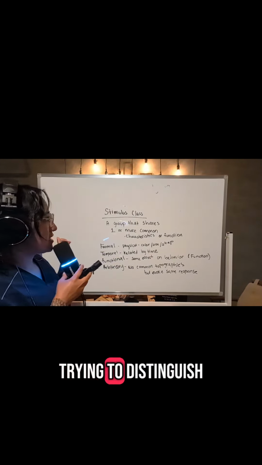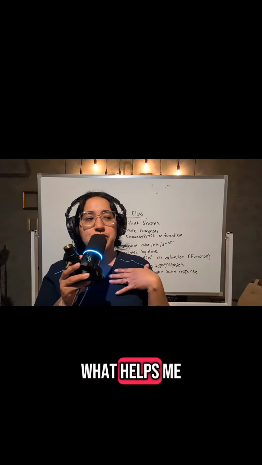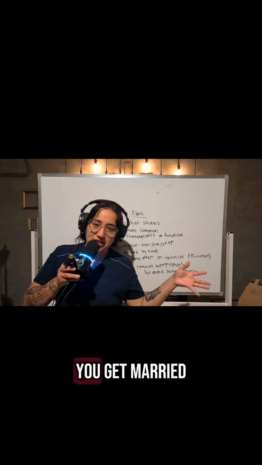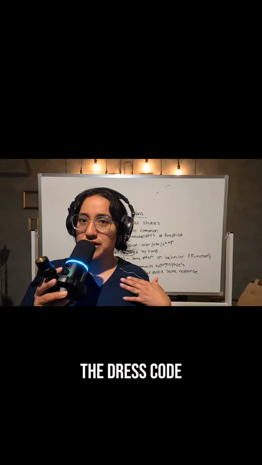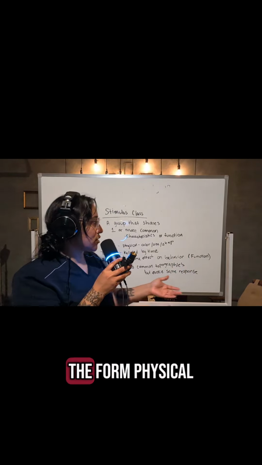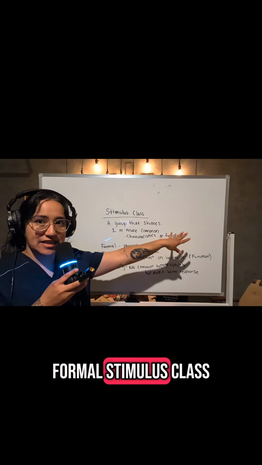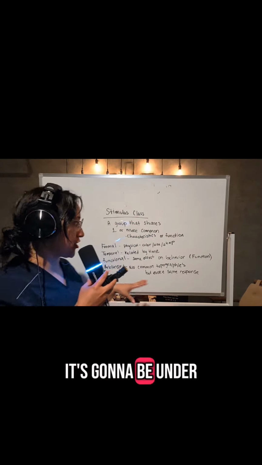When we are trying to distinguish a stimulus class that is formal, what helps me remember is, when you get invited to a wedding and they're like, hey, the dress code is formal. It's like identifying it through that physical, the shape, the form, physical, color, size, shape. We're going to identify it in that formal stimulus class, and that's what it's going to be under.